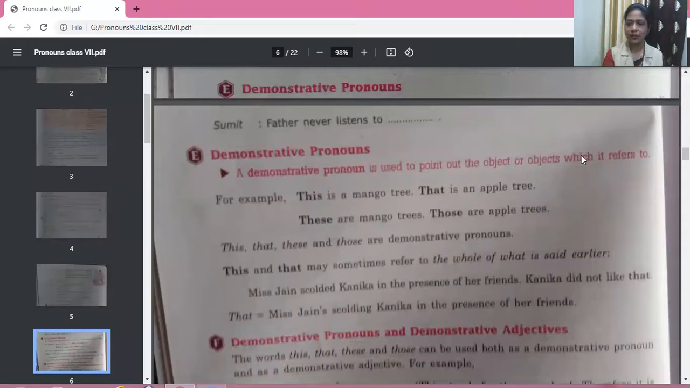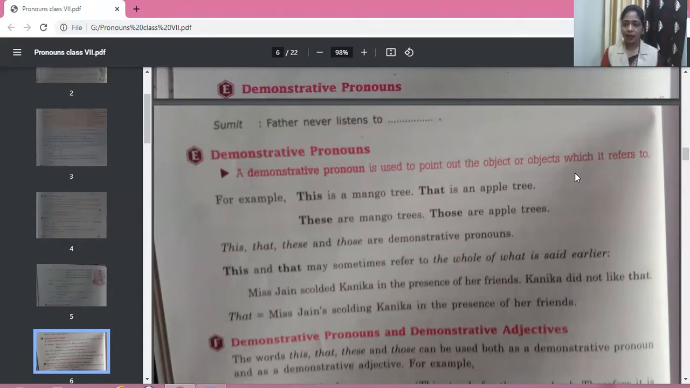Demonstrative pronouns. Now, what do you mean by demonstrate? Demonstrating is showing. To show, to point out, to demonstrate. So demonstrative pronouns are what? The pronouns which are used to point out something, to show something.